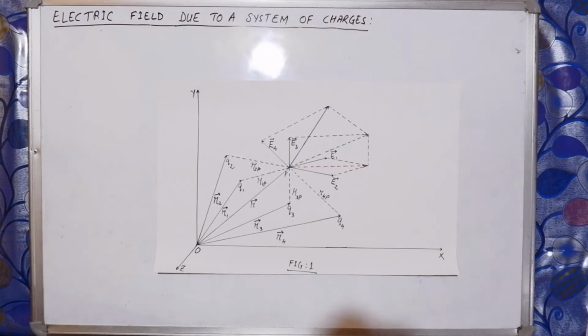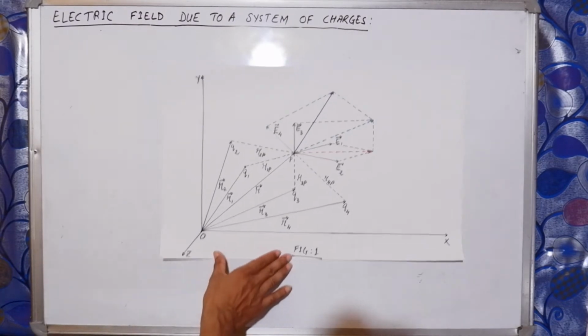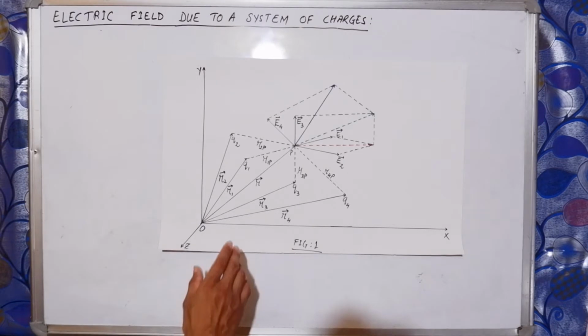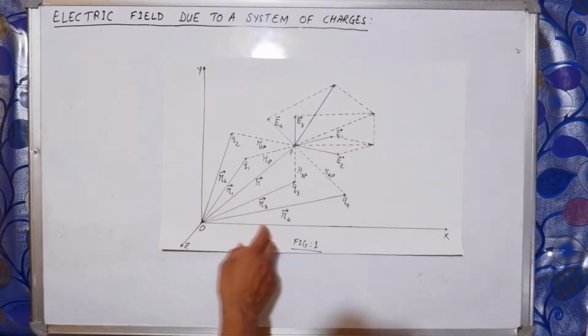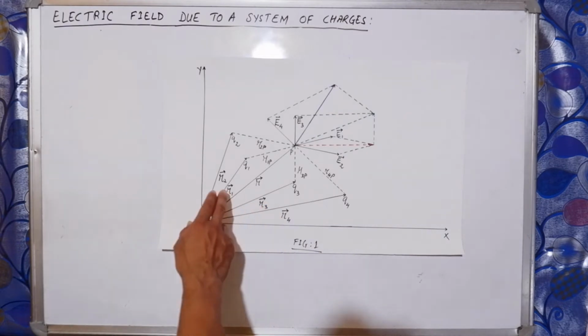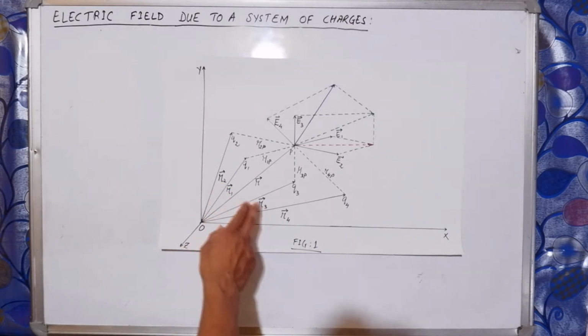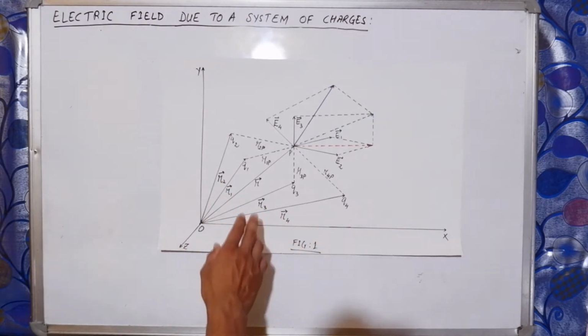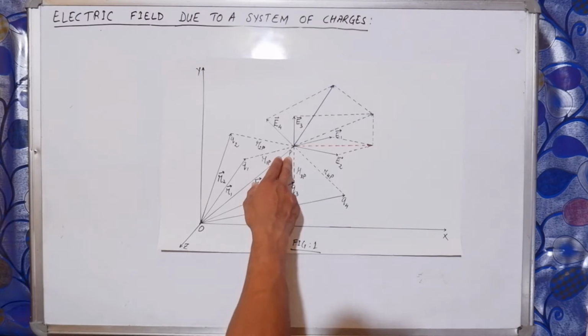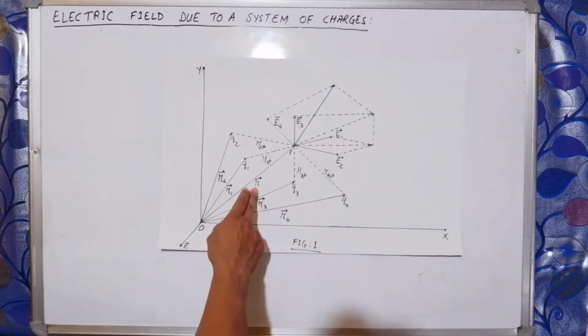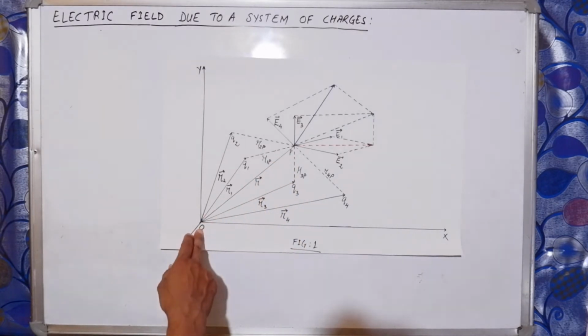Today we will do electric field due to a system of charges. As we have seen in this diagram, we have n number of charges, q1, q2, q3 up to qn, which are at position vectors r1, r2, r3 up to rn. Here we are going to find the electric field intensity at point P, which is at a position vector r from the origin O.